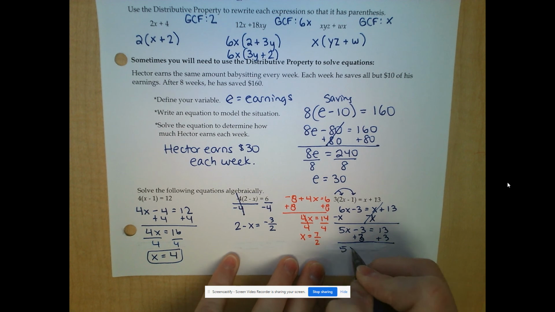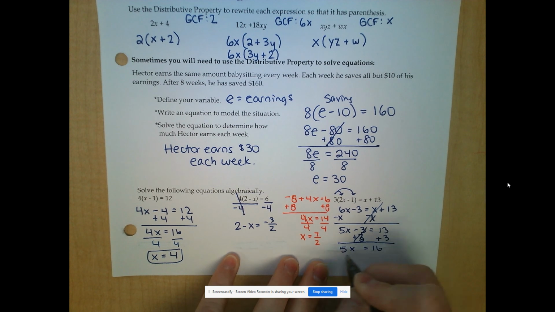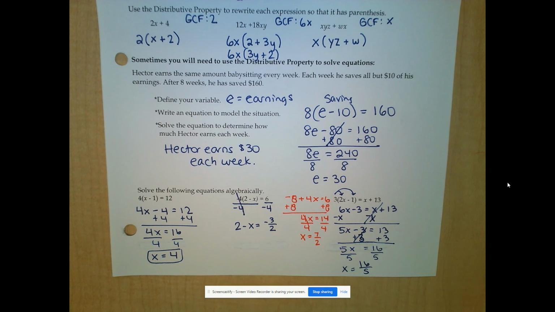I'm going to have 5x equals 16. Divide both sides by 5. I can't even put this in lowest terms. It's just 16/5. Not pretty, but we've done everything mathematically legal.